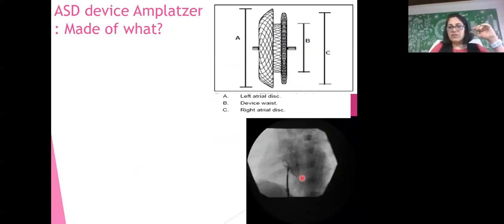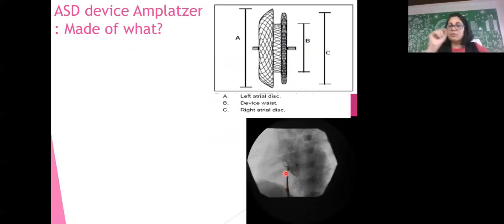So this is how the device looks when you deploy it. This is done in the cath lab. There's no cutting. You go from the leg, you put a catheter into the heart, you put this in the left atrium, you put this in the right atrium, you push, pull, make sure it's sitting nicely. Then you see this cable is attached. Once you're happy with it, you release it.